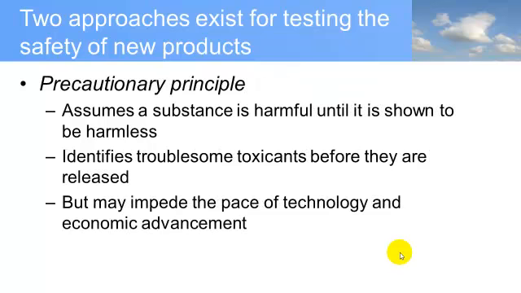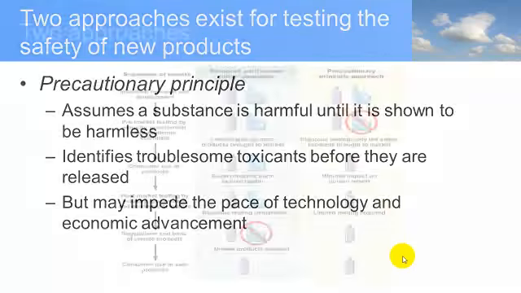The other approach is the precautionary principle. This is where we assume the substance is harmful until it has been shown to be harmless. The advantage of the precautionary principle is that it identifies troublesome materials before they're released to the public. The disadvantage is that it does slow down economic development and the development of new technology and new products.